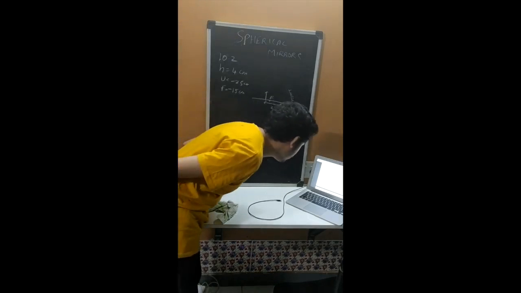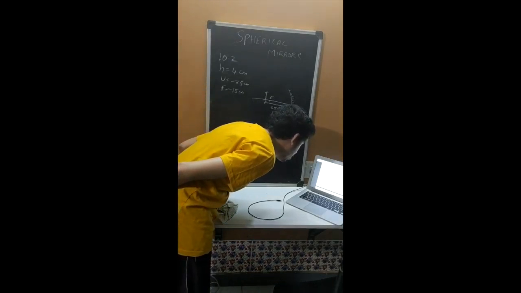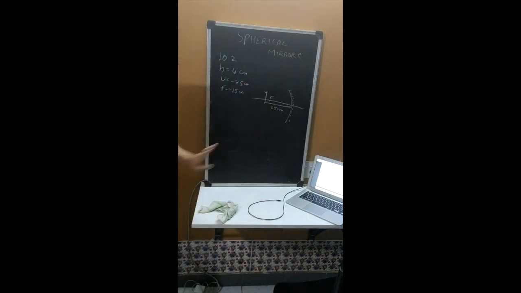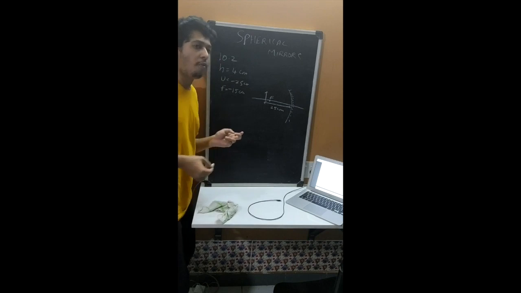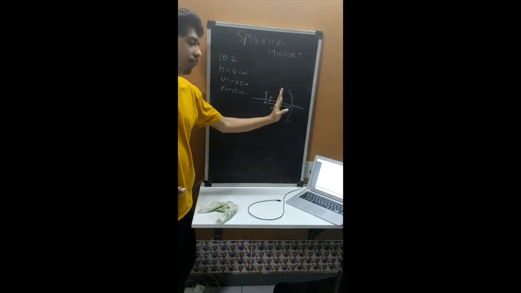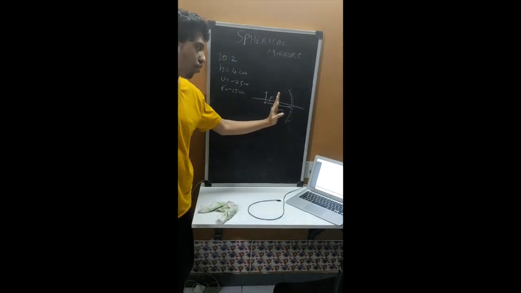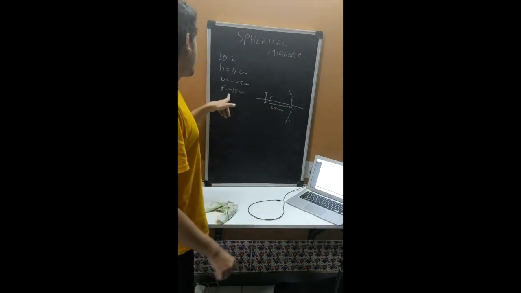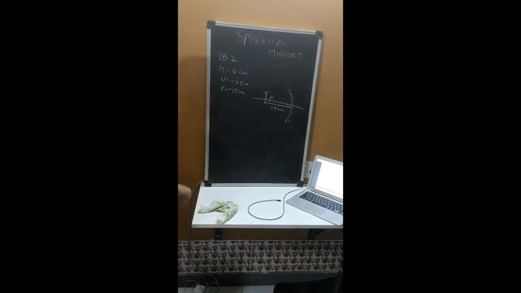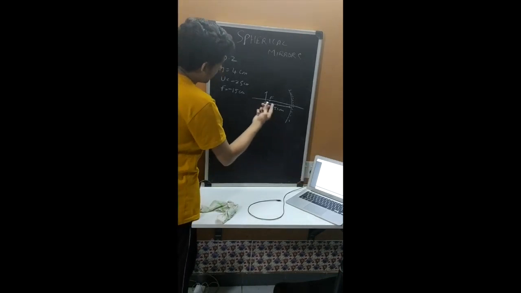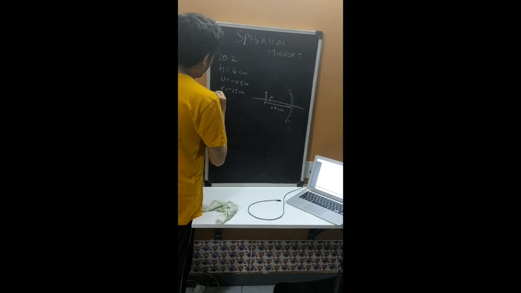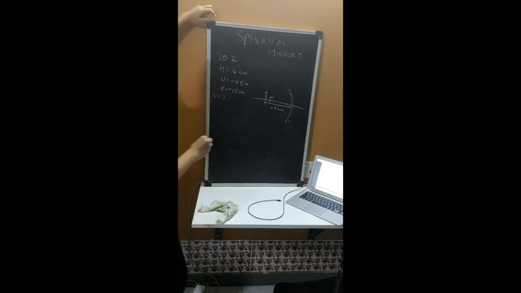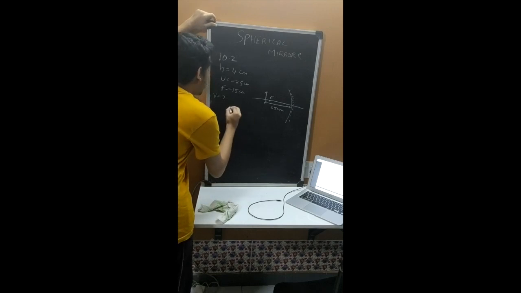Then, at what distance from the mirror should a screen be placed in order to obtain a sharp image? They are just indirectly asking where the image will be formed. Because if it's a real image and you keep a paper or any screen at that particular point, you will be able to see that image properly. So we have to find the distance of the image. Now let us use the mirror formula.